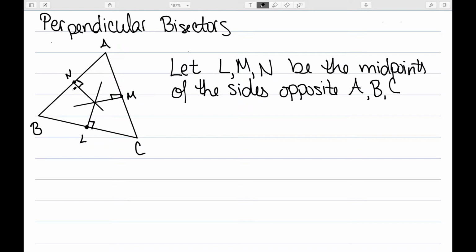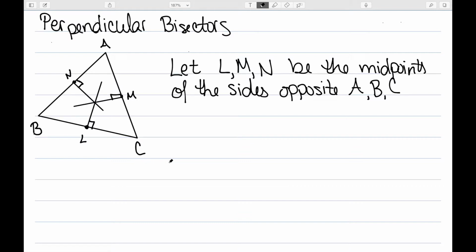While for the rest of the things we considered, we specifically looked at the segments, for perpendicular bisectors, I'm actually going to be considering the full line that bisects side AB, the full line bisecting BC, and the full line bisecting side AC.